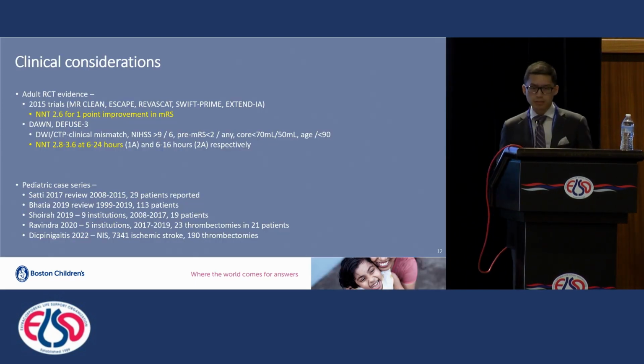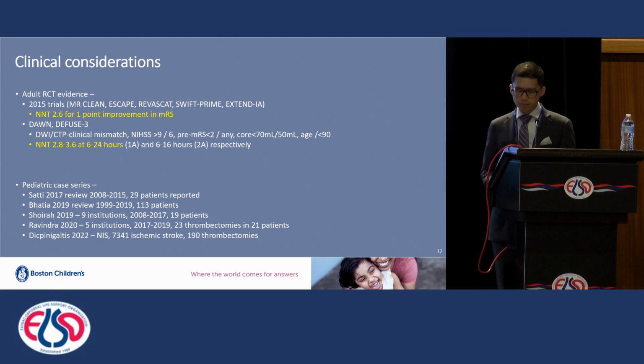This is all really established back in 2015 with 5 serial trials that were published over the course of just 1 year, and showed that there's a number needed to treat that I cited earlier, somewhere around 2 to 3 for 1-point improvement in the modified Rankin scale. So this is functional improvement and independence.